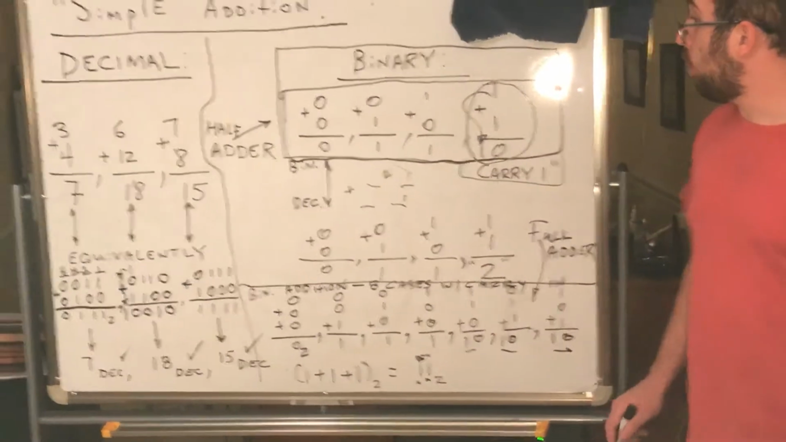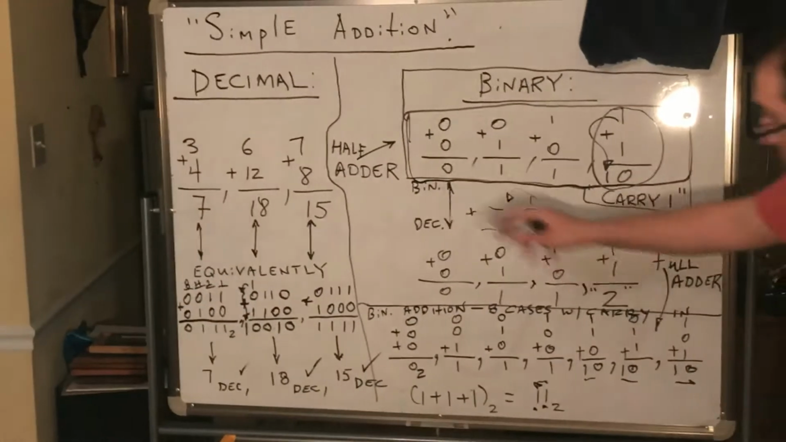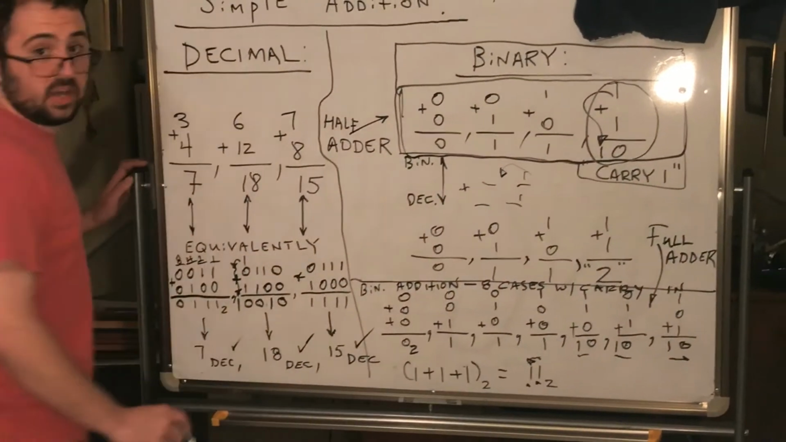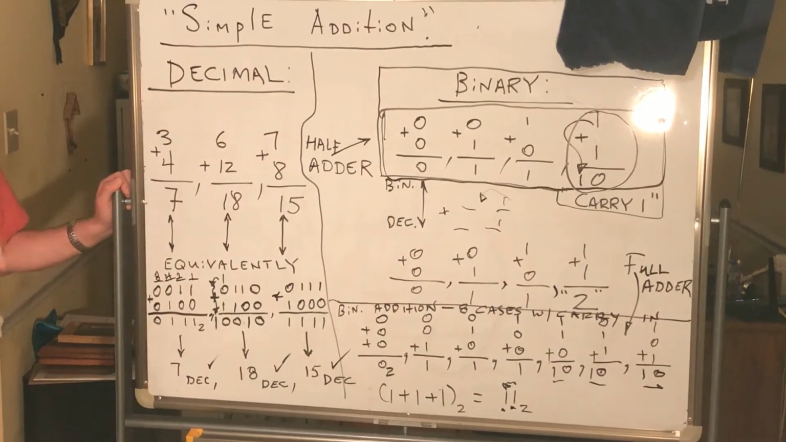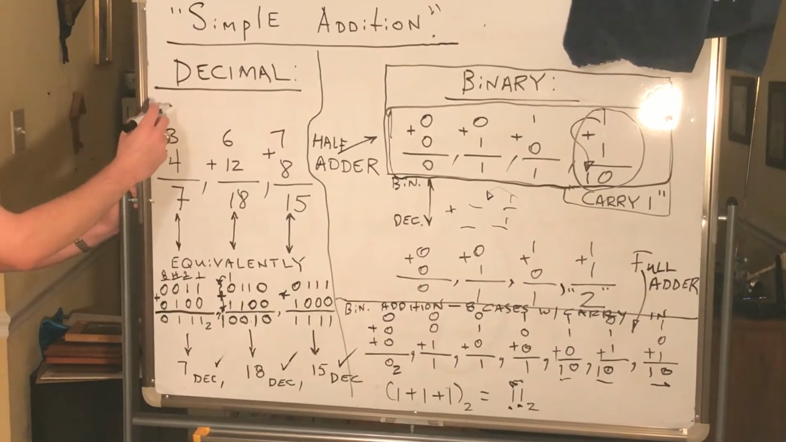Now you may wonder why all the explanation here. Well, the machine I've shown in this video does basic addition in binary, but let's start with decimal.